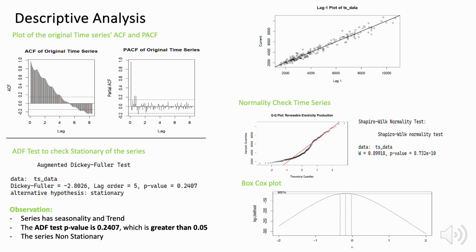We also checked for normality. The QQ plot and the Shapiro-Wilk test showed deviations from normality with a very low p-value. Finally, the box plot helped us choose an appropriate lambda for transformation, improving model performance. These tests guided our pre-processing steps for fitting the ARIMA models.